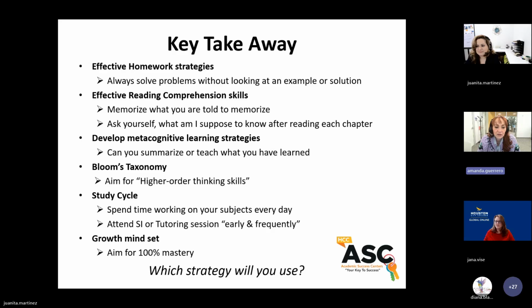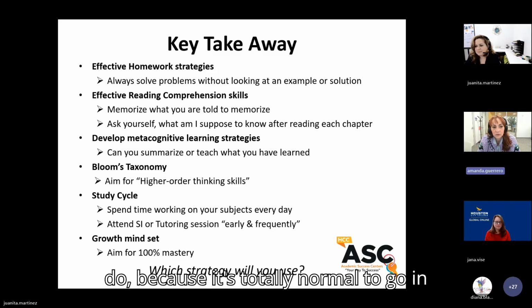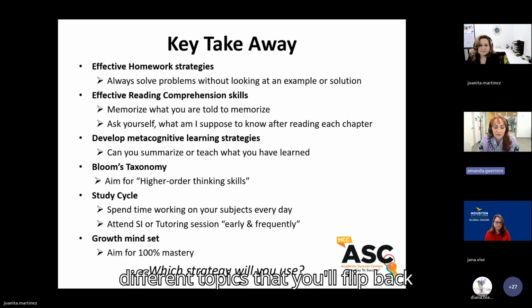And then check yourself on where your mindset is at, and then figure out what you can do, because it's totally normal to go in between having a fixed mindset and a growth mindset, and there might be different topics that you'll flip back and forth on.